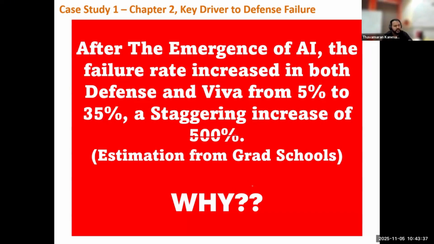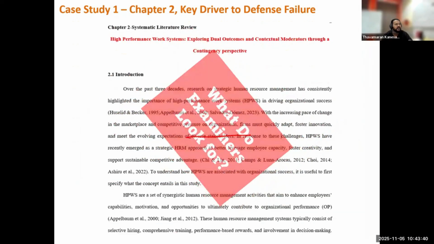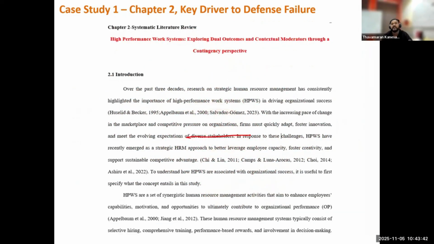Why the scenario? Because this is one of the prime examples I can show you. What is wrong with this whole proposal? This is a PhD proposal on high performance work systems, HPWS, exploring dual outcomes and contextual moderators through a contingency perspective. Until now, I cannot understand what dual outcome and contextual moderators are. All right. Contingency perspective, I can understand. This one is okay, but these two, I don't know until now what they mean.